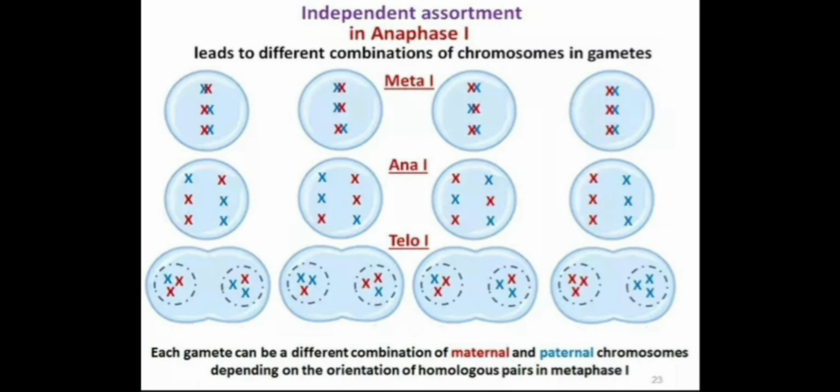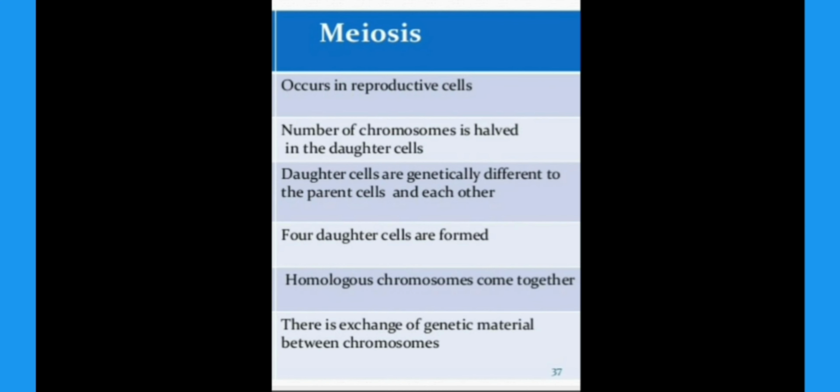And now I have most of the important facts about meiosis. Firstly, remember that meiosis occurs in reproductive cells, and the number of chromosomes is halved in the daughter cells. The daughter cells are genetically different to the parent cells and to each other. Four daughter cells are formed, and homologous chromosomes come together. And lastly, there is exchange of genetic material between chromosomes.